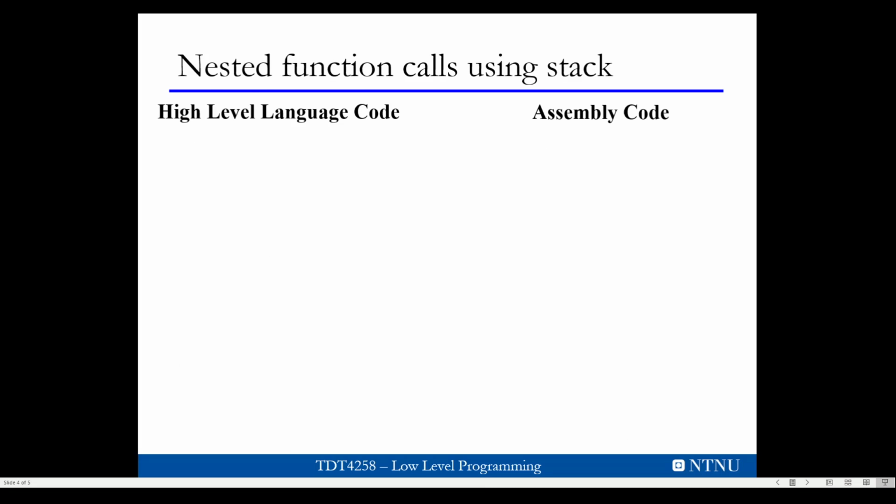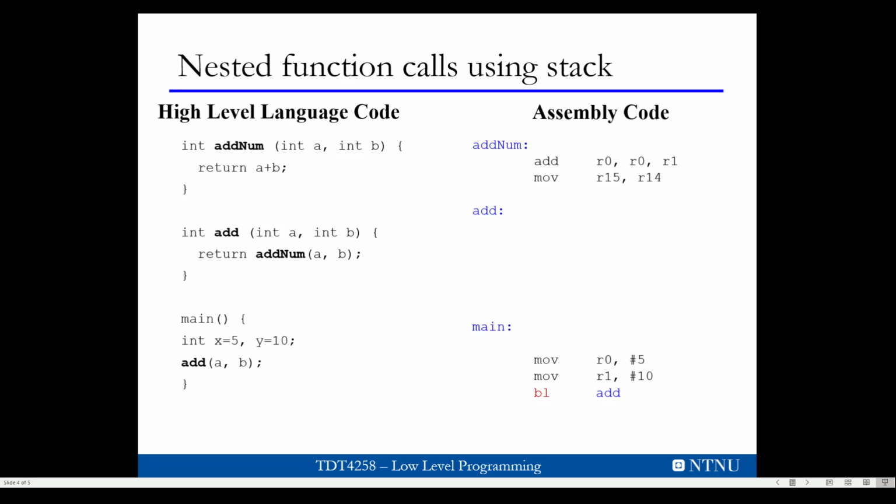Okay, now we know how the stack works. So let's use the stack to correctly do the nested function calls. This is a piece of code that we had before. This is the BL instruction, and there was a problem here in the add function: this BL instruction overrode the contents of R14. So what we can do is, before doing this BL instruction, we save the content of the register R14. To do that, we just push the value of R14 to the stack.